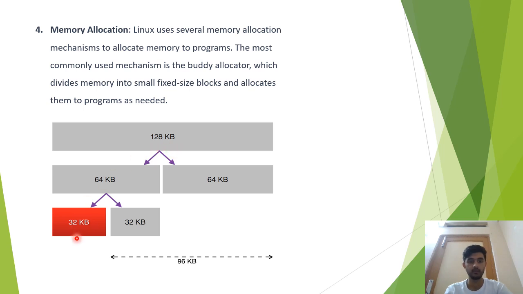So 22 KB is just less than the 32 KB block. So 128 KB will first be divided into 64 KB blocks, and then it will be again divided into 32 KB blocks with a total of 4 blocks, and that 22 KB is then allocated in one of the 4 blocks.